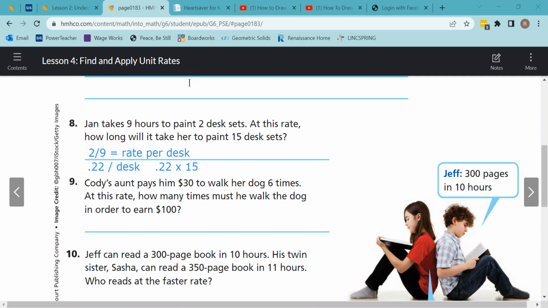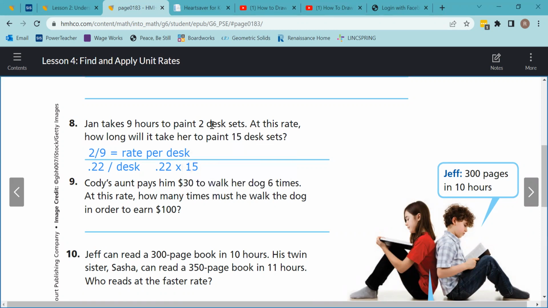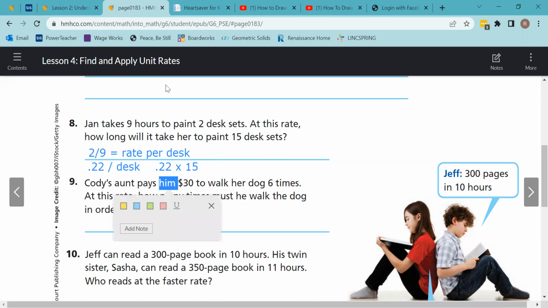So I did that wrong. That doesn't make sense. Takes her 9 hours to paint 2 desks. How long is it going to take her to do almost twice as many desks? Or 7, oh my word, 7 times as many desks. It's not going to take her. Okay, let me clear this.